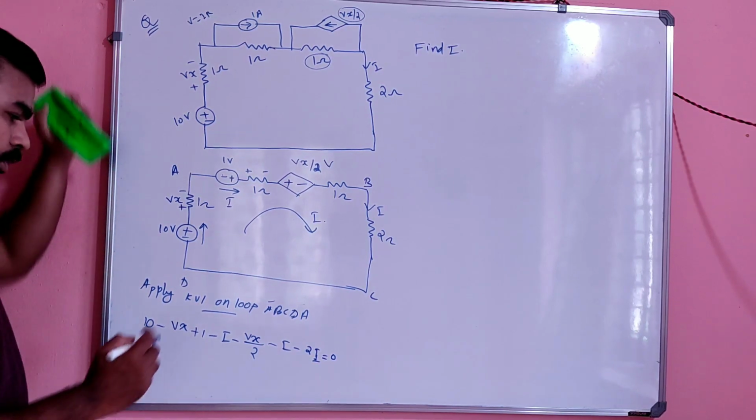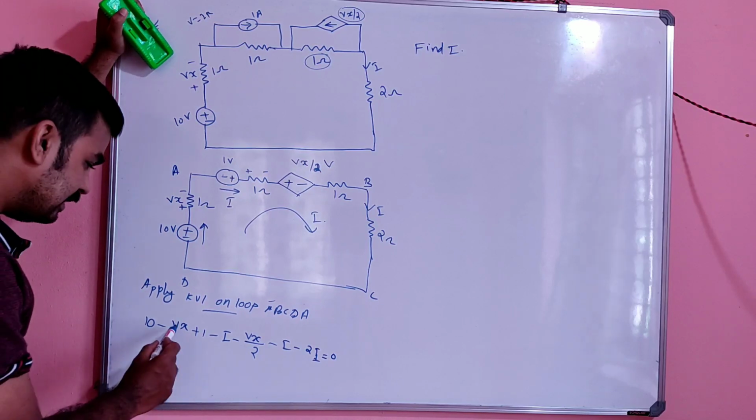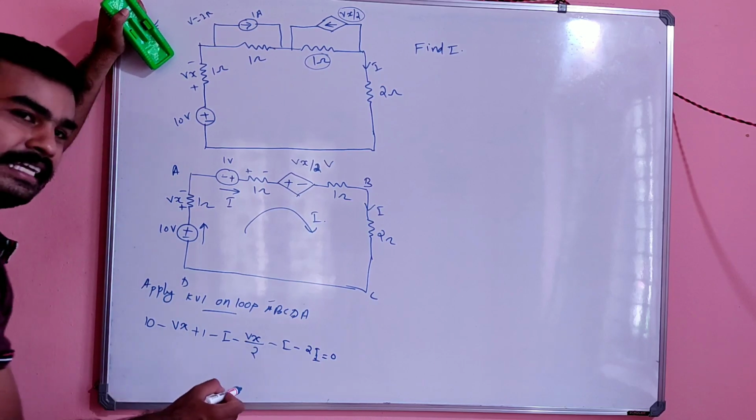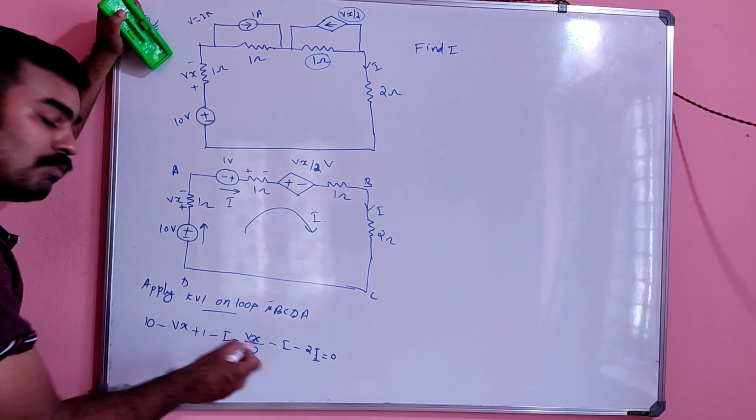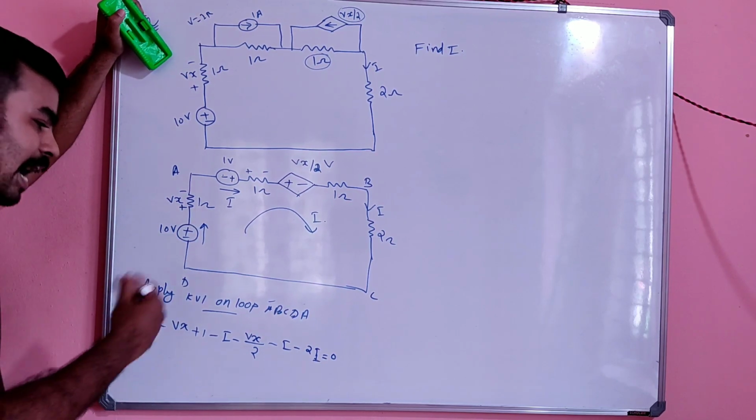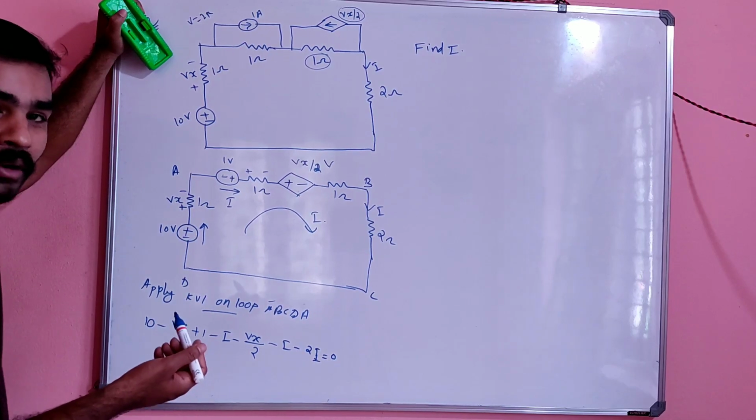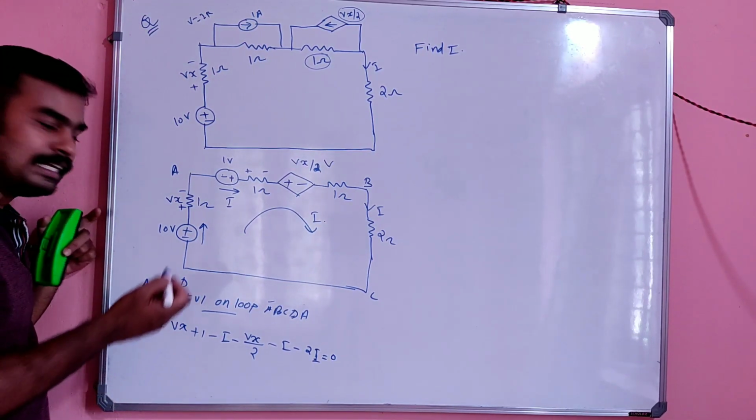Is it clear? So by observing this equation, you have to note that there are two parameters or two unknowns. One is Vx and one is I. So solving the circuit equation is impossible now, because there are two unknowns. So let's check how we can eliminate at least one unknown. We have to eliminate one, so how can we eliminate? For that there is a condition.